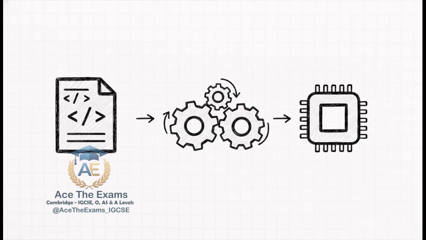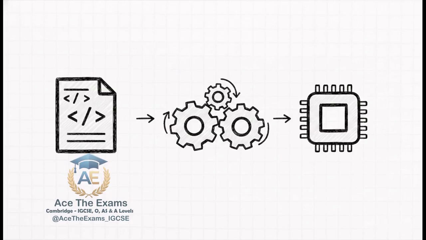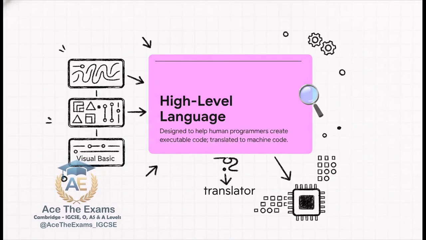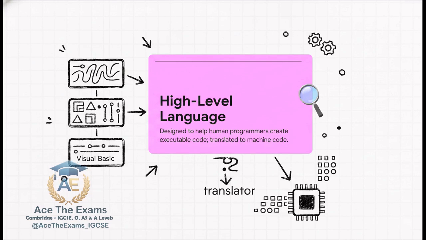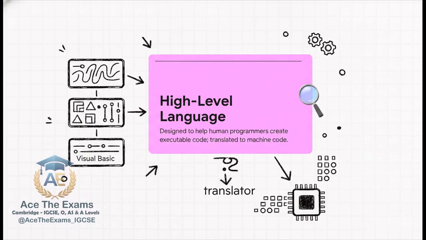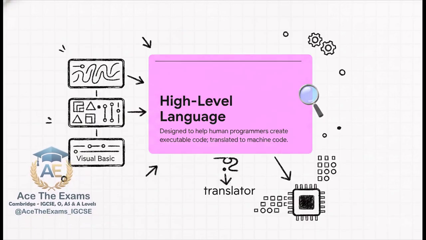To get inside the examiner's head, we first have to understand the machine itself and how it actually processes the code you write. The programming you're probably most familiar with, stuff like Python, Java, or Visual Basic, is written in what we call a high-level language. These are designed specifically to help us humans write code easily, using English-like words.